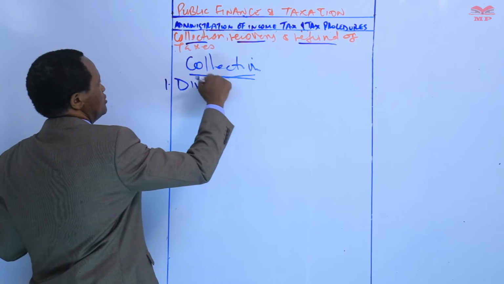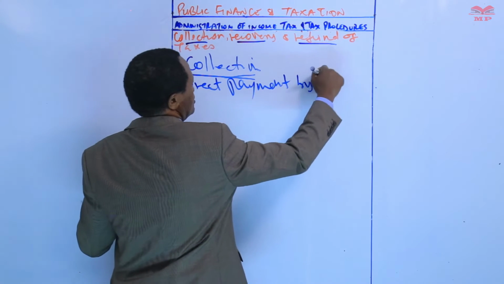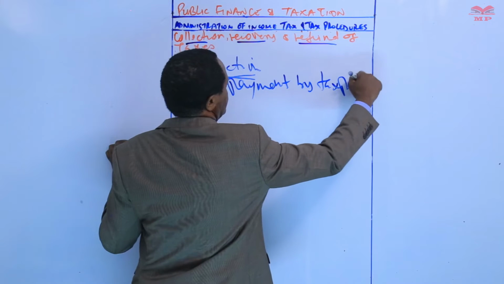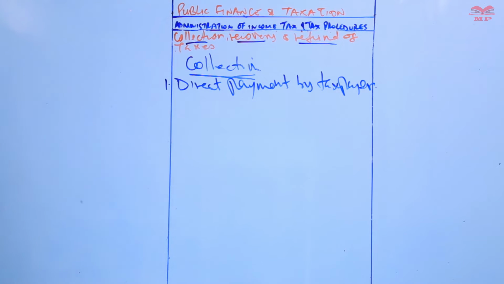One, direct payment by taxpayers. This is the most common method, particularly under the self-assessment system. Taxpayers calculate their tax liability, they file their returns electronically, then generate payment slips and make payments through designated banks or mobile money platforms by specified due dates.